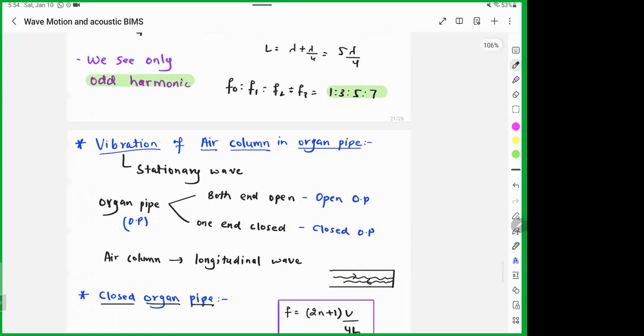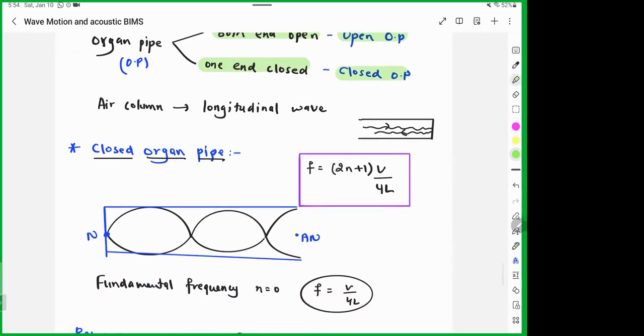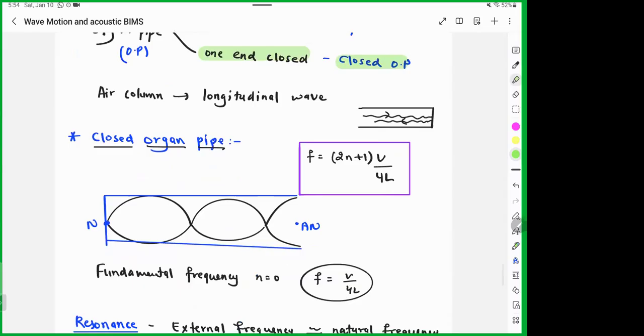Everything like here. Vibration in the organ pipe. You have a stationary wave. In an open organ pipe, both ends are open. If one end is closed, it is a closed organ pipe. In the air column, you will have a longitudinal wave. How is that possible? Height you cannot increase. Only forward, backward, forward, backward.